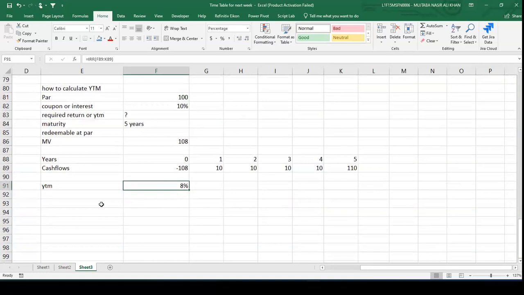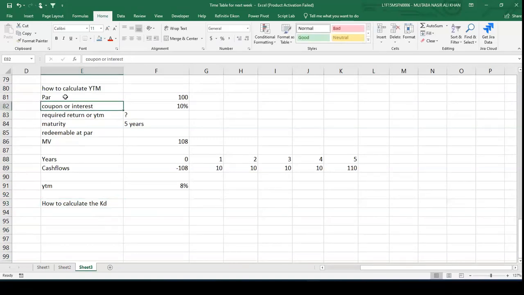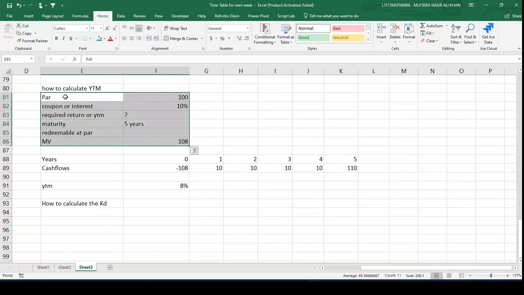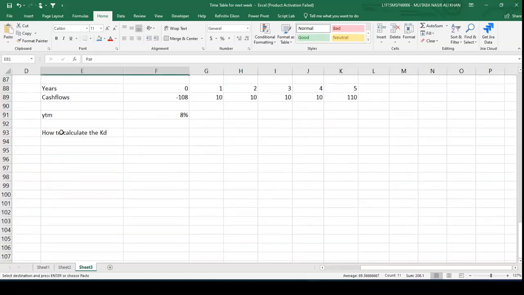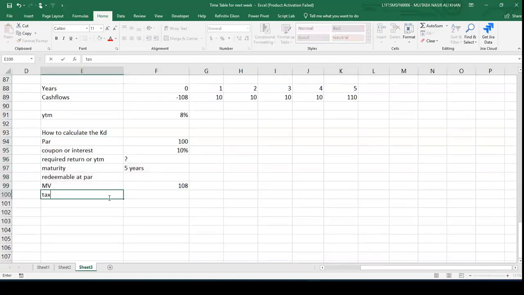Now, how to calculate the KD? Remember, there is a difference between YTM and KD. What is that difference? Tax. So let me copy the formula. How to calculate the KD? Additional information, tax will be given. For example, 30%.